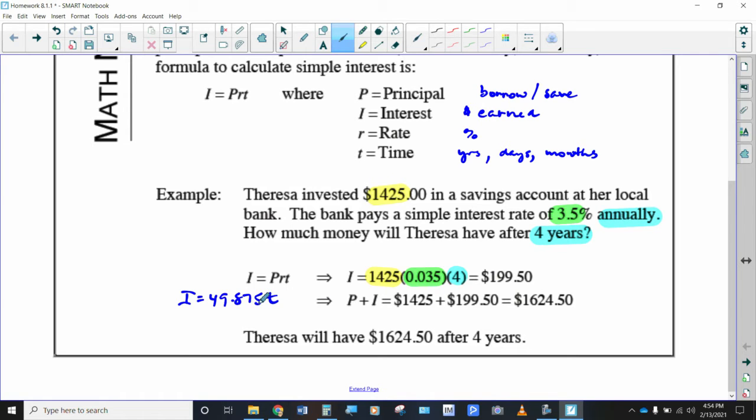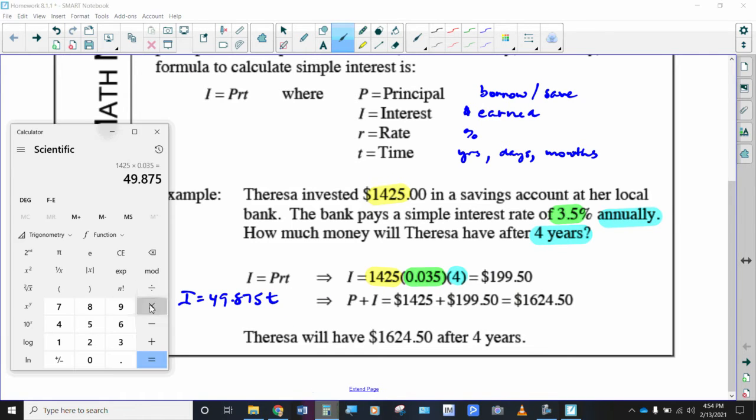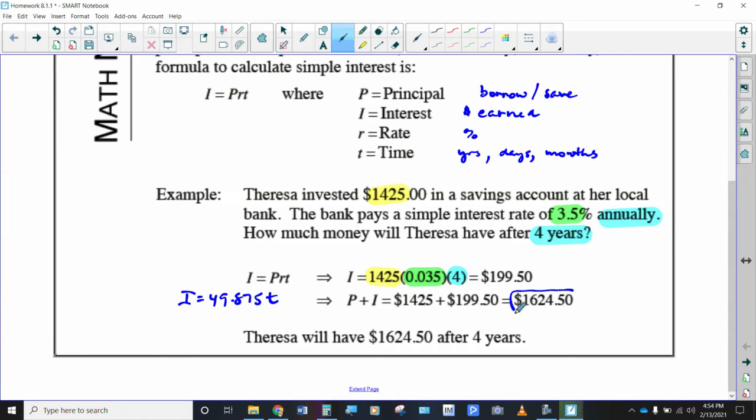And now you multiply that times 4. And that gives you how much interest has been earned. So you earned $199.50. Well, this is the amount of money you invested. That's yours. You don't have to give that up. The bank thanks you for letting them use your money, and they pay you interest of $199.50 over that 4-year period. So when you withdraw that money from the account, you are withdrawing $1,624.50. That is your new money because you earned interest.